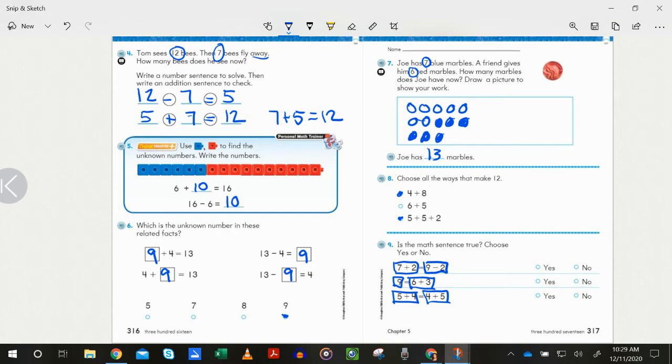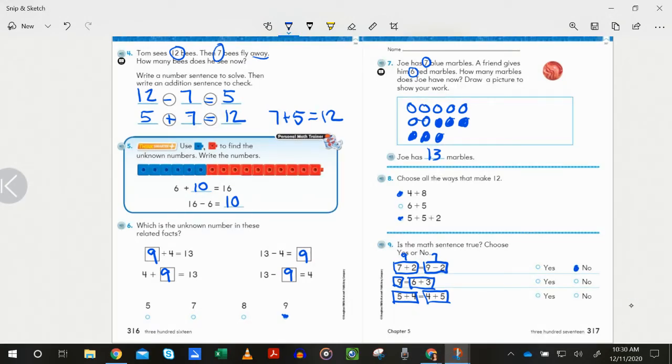Okay, number 9, is the math sentence true? Choose yes or no. So looking at each side of the equal sign. 7 plus 2, that is 9. But this side isn't just a 9, it's 9 minus 2, which is only 7. So that one is no.